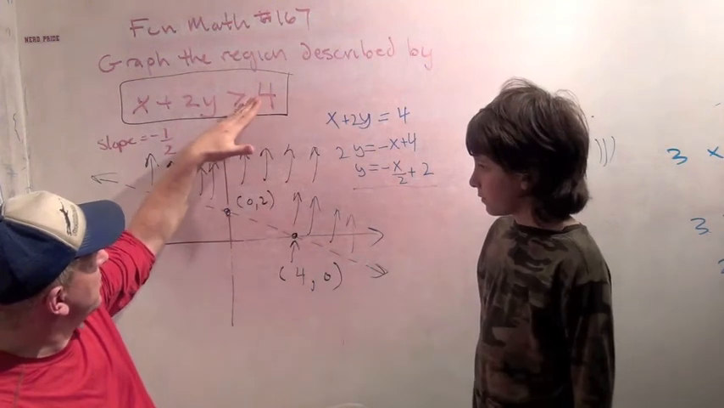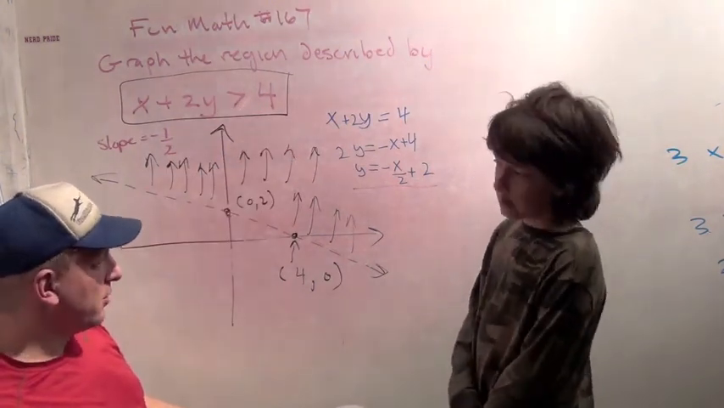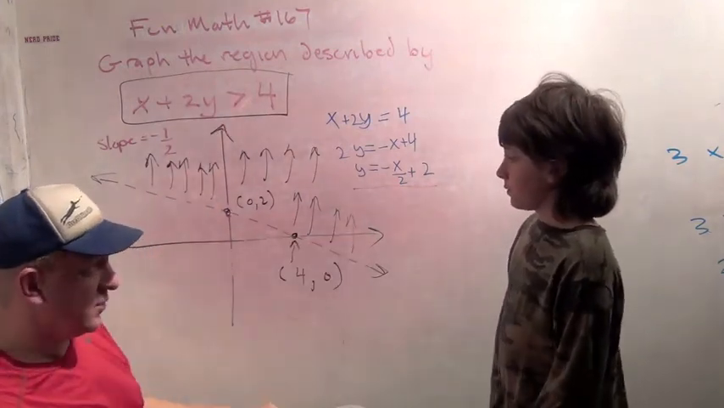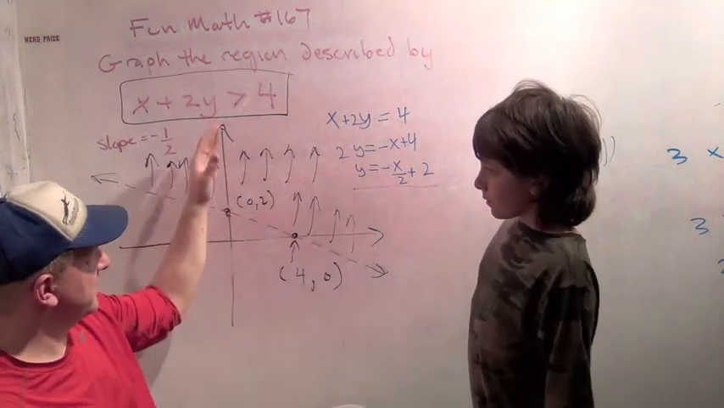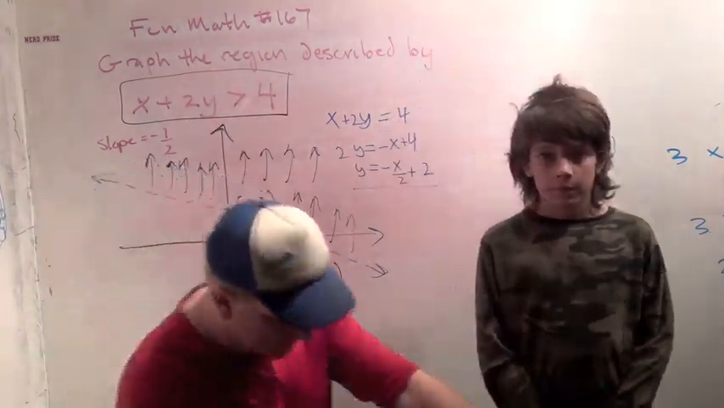Now, is it always true that greater than is above the line? Not always. So we do have to check some points to see where we are, and it's easy to check the axis. Okay? Good job.